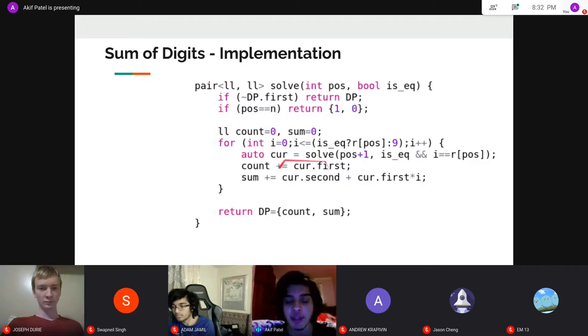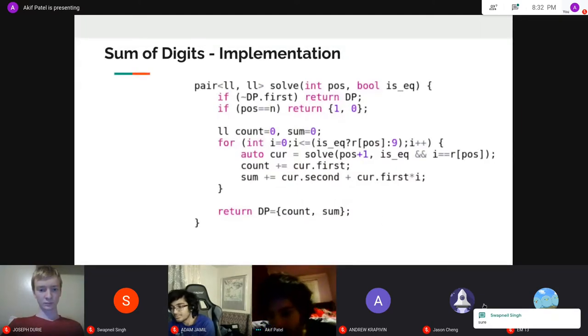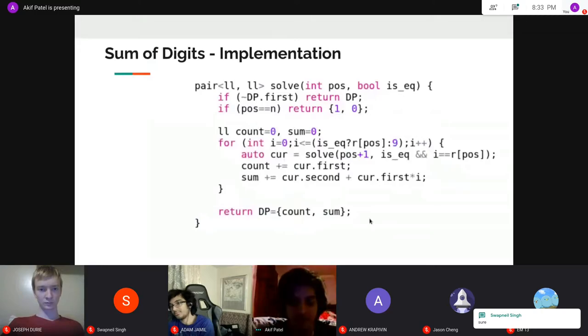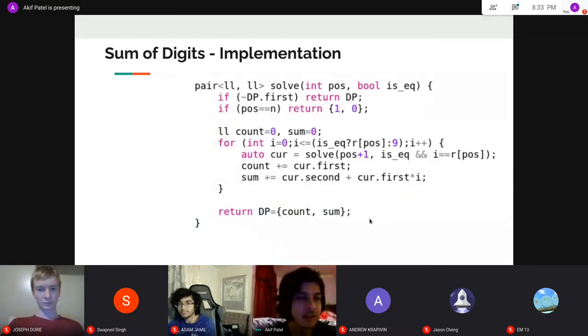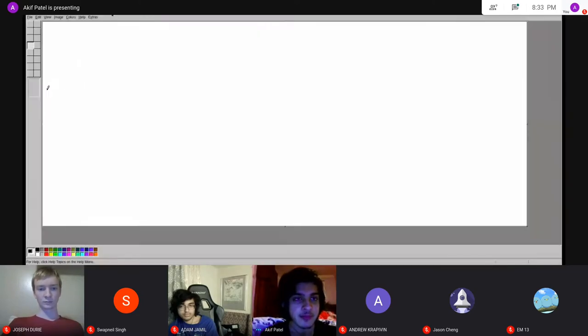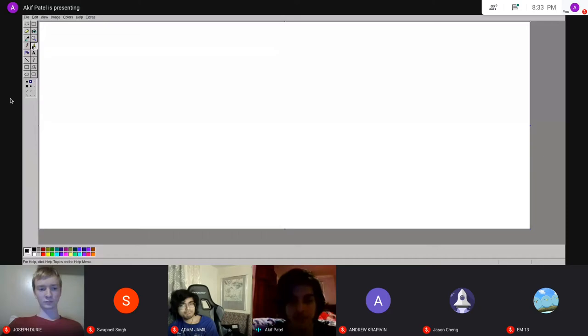Should I do an example to explain why this DP transition state works, or does everyone understand it? I can do an example if you need. Yeah, okay. Okay. Everyone see that? Yeah, okay.